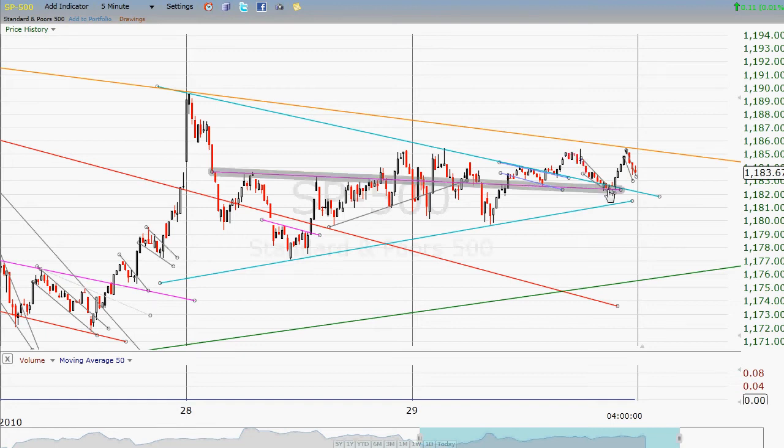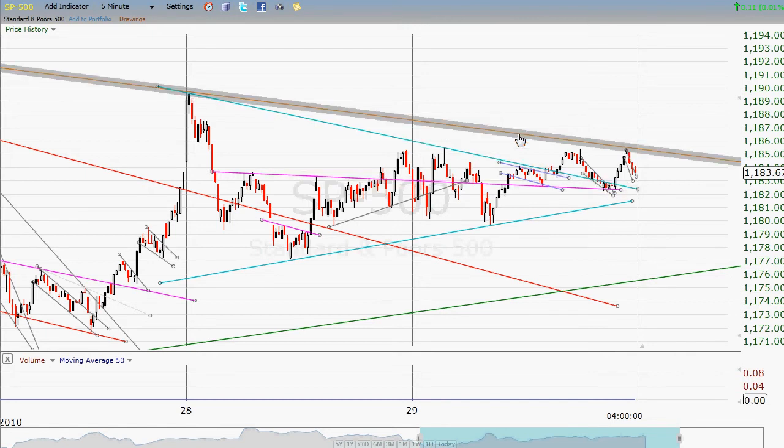Then a pullback. A little bit deeper than I would have liked, but all of this is a little fuzzy in here, so who's to say exactly where that line goes when you get right down to brass tacks? Sometimes these little shadows on candles don't really represent enough trading to have as much impact as a solid body. But that aside, we had a pullback. And then it appears that we took off again, and then we ran into resistance on this orange line.